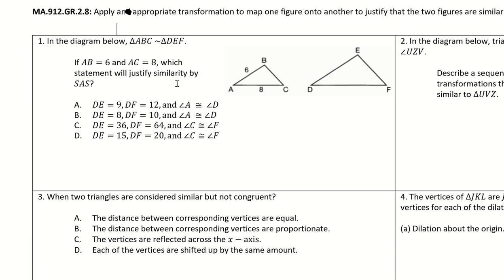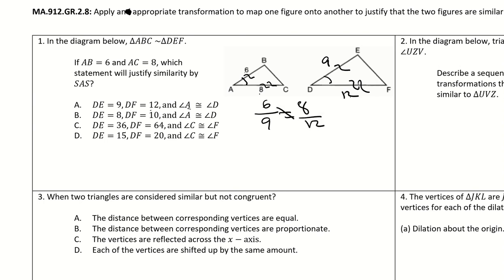Okay. So we know that this is proportional to this, and this is proportional to this side, right? So let's go ahead and say, okay, for part A, let's say that DE is 9, if that's what they say. DF is 12. And let's see if that's true. And obviously they say angle A is congruent to angle D. So that means we have an angle that's the same. In that case, 6 is proportional to 9 as 8 is proportional to 12. And so we can set that proportion up.